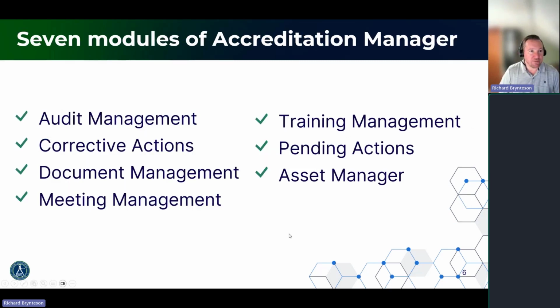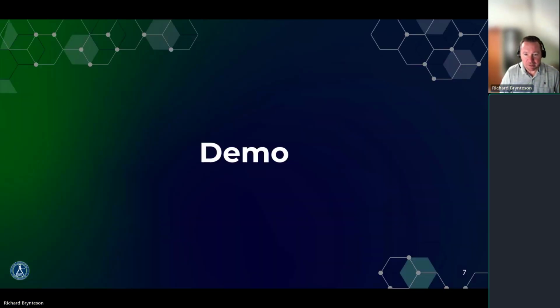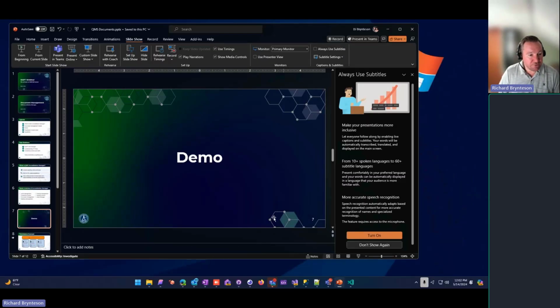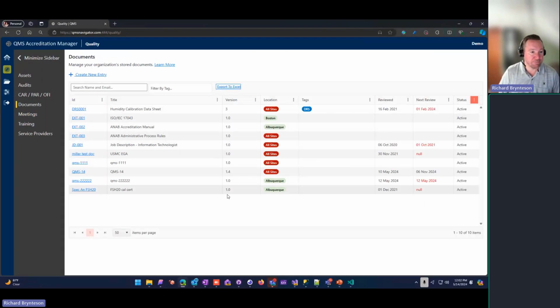So there are 7 pieces inside of Accreditation Manager. You can manage your audits, corrective actions, documents, meetings, training, pending actions, and even your assets. Today we're talking about document management. And as I previously mentioned, we went really in depth on corrective actions a month ago, so if you're looking for that, you can find it on our website. Let's dive into it real quick. What is document management? How does it work? And what does it look like?